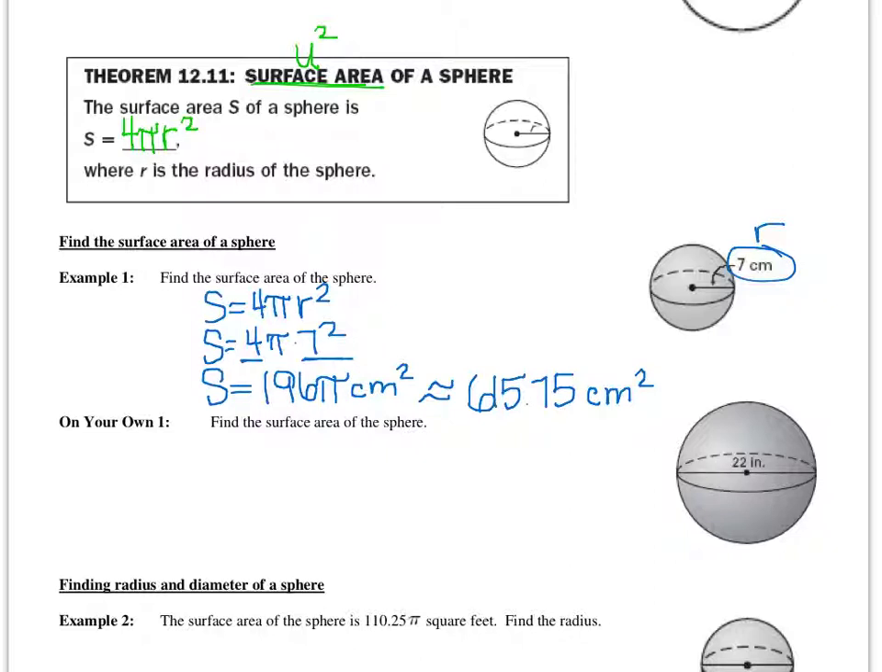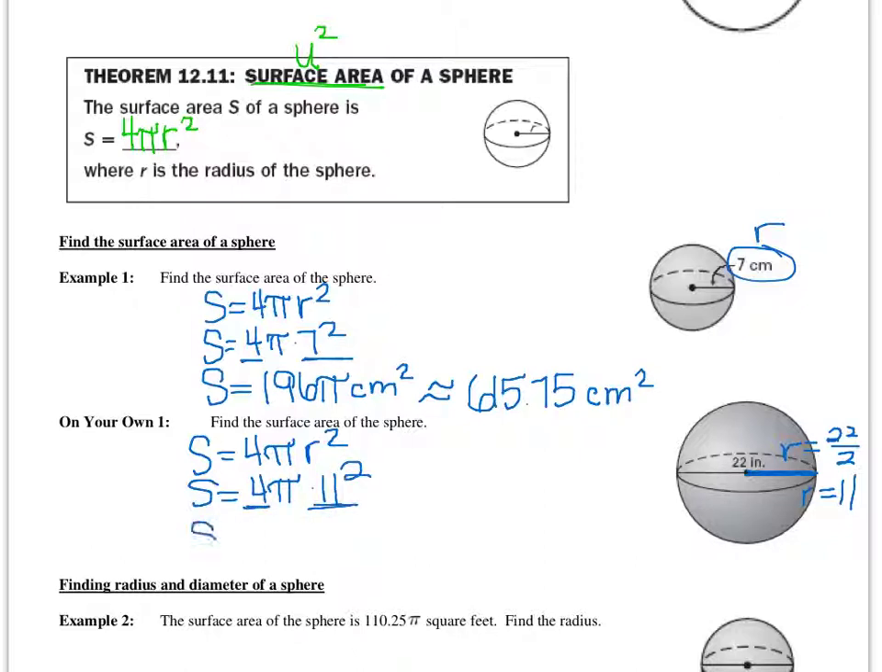Okay, looking at this next one, it gives us the diameter, but we need the radius for our formula. So we know r is going to be 22 divided by 2, so our radius is just going to be 11 there. So our surface area is 4 pi times our radius squared. So my surface area is 4 pi times 11 squared. So if you do 4 times 11 squared, that's going to be 484, and then we'll keep our pi on there for our exact answer. Then our units would be inches squared. Now if we want a rounded answer, if you do 484 times pi in your calculator, you'll get 1,520.53, and that would be inches squared.